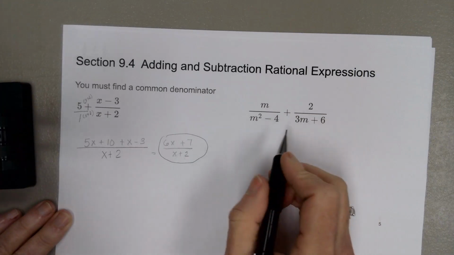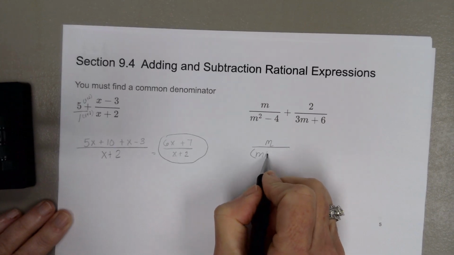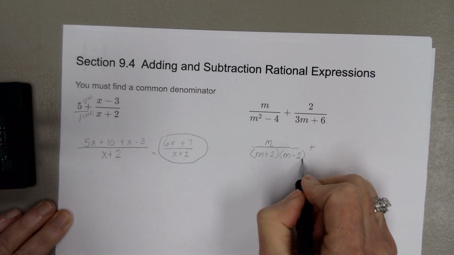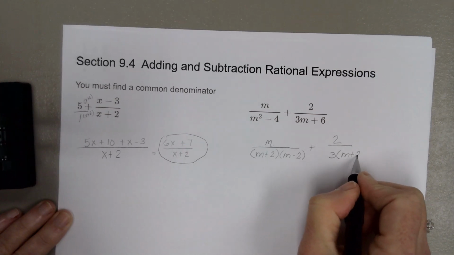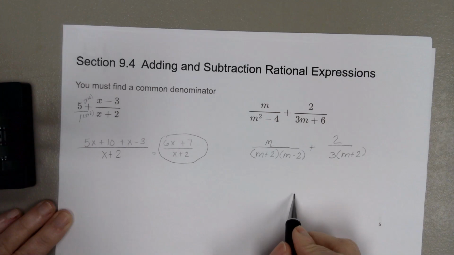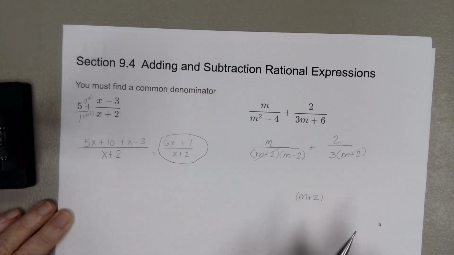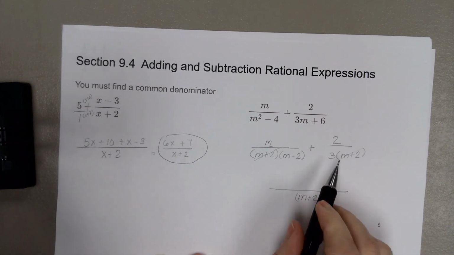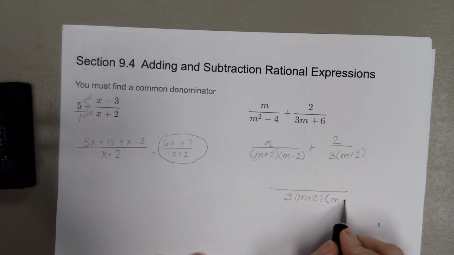All right, this one I'm going to factor first so that I can see what they have in common. So then I have an m plus 2 and an m minus 2 over here. I'm going to factor out a 3 on the bottom. If you look and see what they have in common, they have an m plus 2 in common. So that's going to come down here as part of the common denominator. And then I'll mark that out so I know that's what they had in common. But then my denominator has to be made up of not only that, but everything else I have left up here. So I need a 3 and I need an m minus 2.